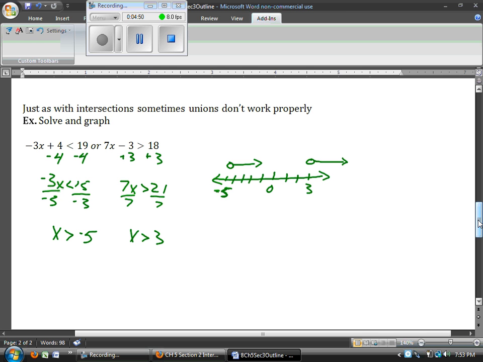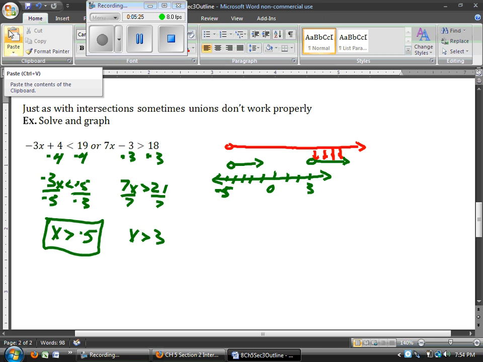Notice both arrows are going the same direction. And if I take the one on negative 5 and think about it extending forever, it's actually going to cover up this one down here over 3. So the only thing I have to write for my final answer is that x is greater than -5. Because if it's greater than -5, it also has to be bigger than 3. Okay?